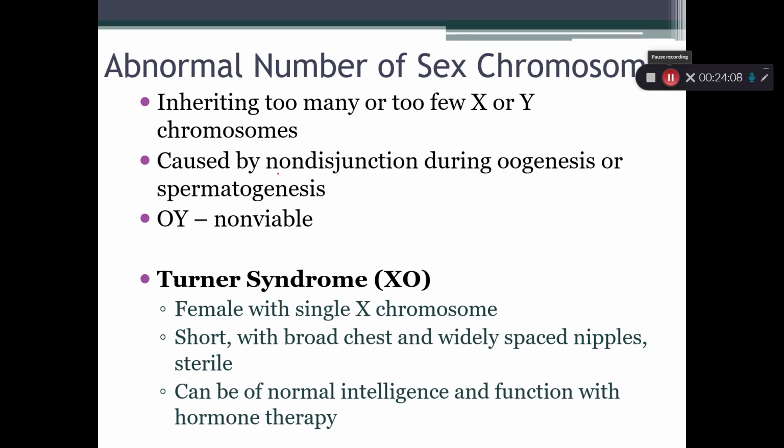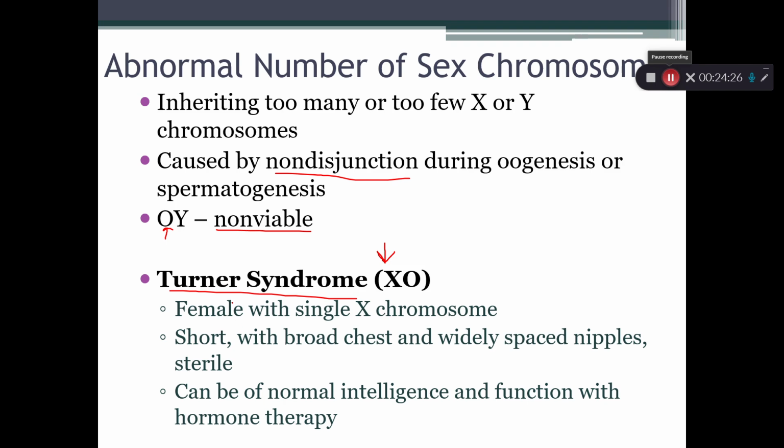So what if you get an extra of the sex chromosomes, inheriting too many or too few, also caused by non-disjunction? One is called Turner syndrome. That's where you have an X and then nothing. You only have an X. So it's a monosomy. This was showing you that you have to have an X. If it's just a Y, the baby won't live.